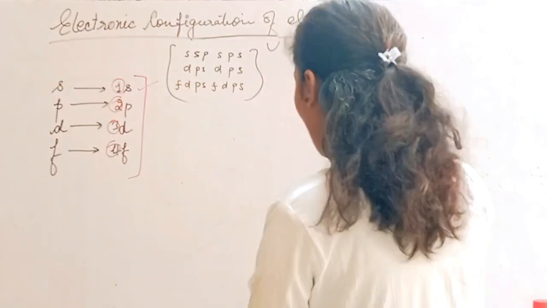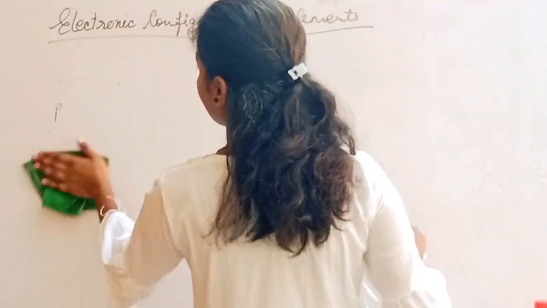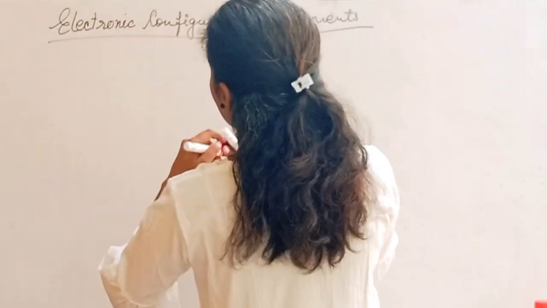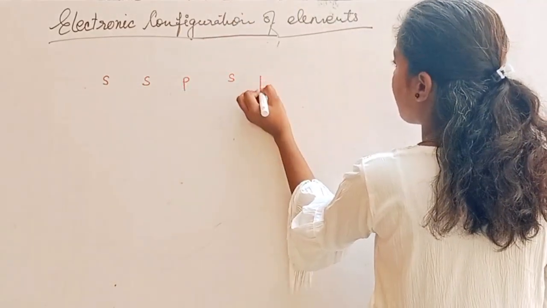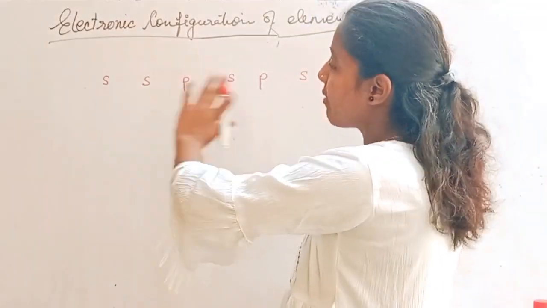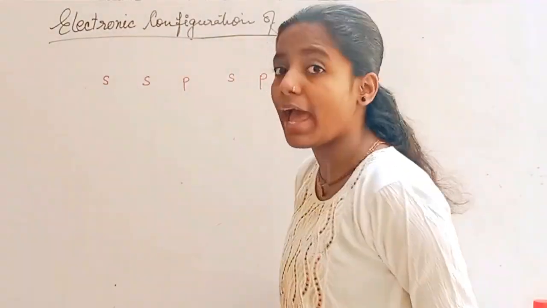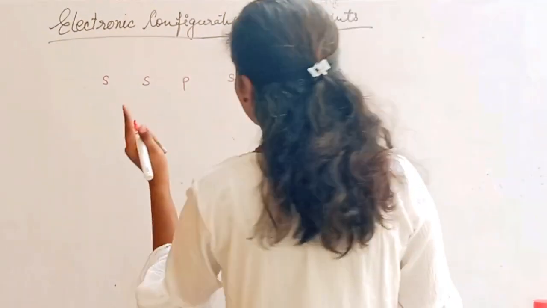Clear? Now I'm going to write it again for your understanding. Is this clear? Okay, so what was that? S, P, S, P, S. Write this particular thing on the side of your notebook while writing the electronic configuration, and then see the magic, how you are going to write every number's electronic configuration in just a minute.